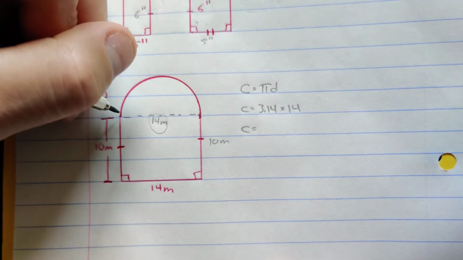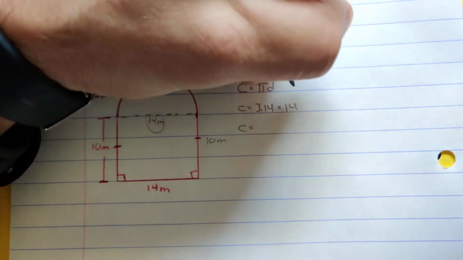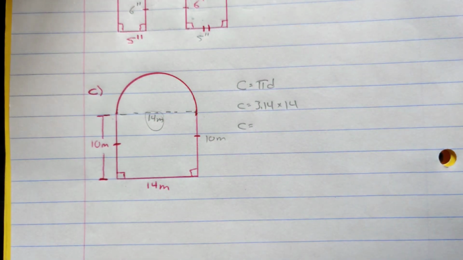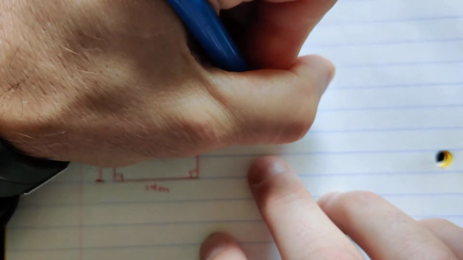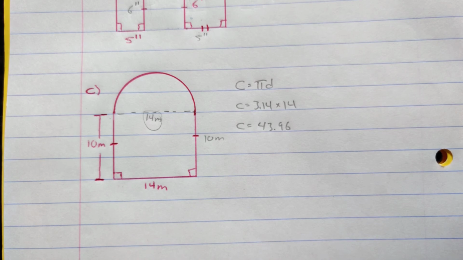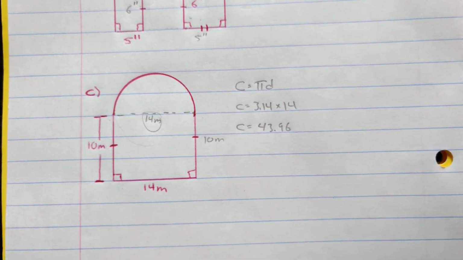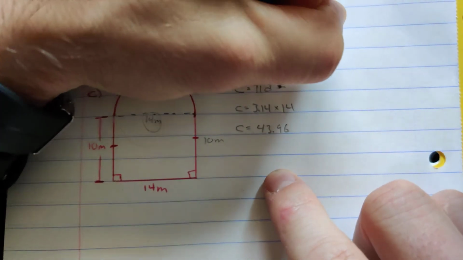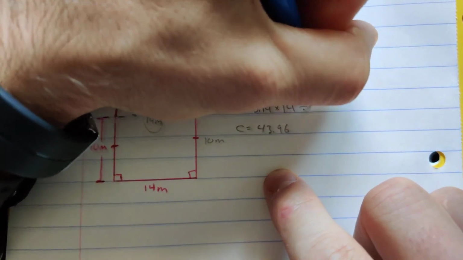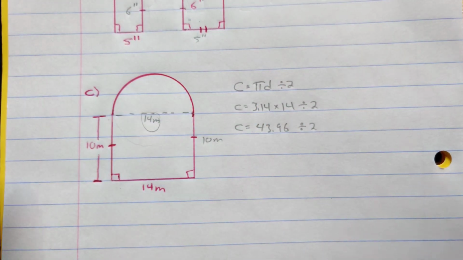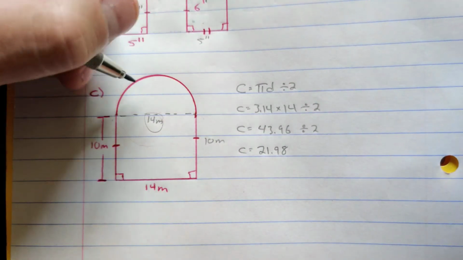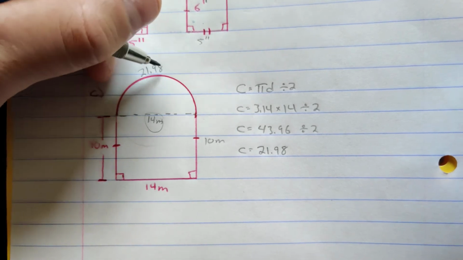So the circumference of the circle is 3.14 times 14. That's 43.96. But here's the problem. We don't need the circle. The circle would include something down here. We don't have that. We only have half a circle. So let's divide that all by 2. So when we divide that by 2, we're going to get ourselves 21.98. So that's the distance around here, 21.98 meters.